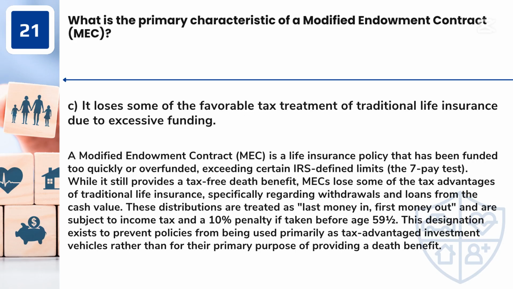Answer: C. It loses some of the favorable tax treatment of traditional life insurance due to excessive funding. A modified endowment contract, MEC, is a life insurance policy that has been funded too quickly or overfunded, exceeding certain IRS-defined limits, the 7-pay test. While it still provides a tax-free death benefit, MECs lose some of the tax advantages of traditional life insurance, specifically regarding withdrawals and loans from the cash value.